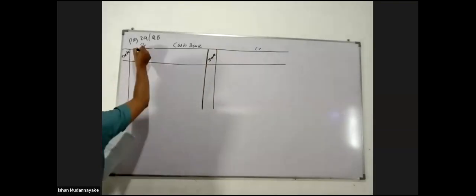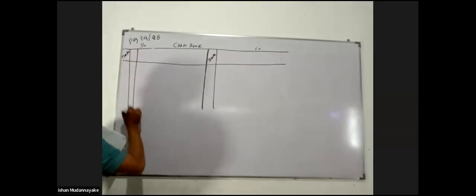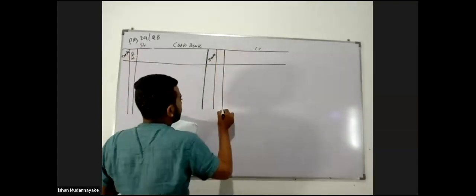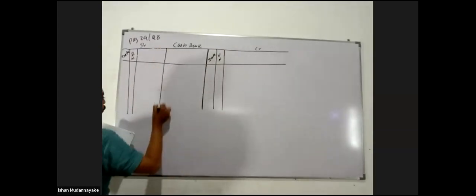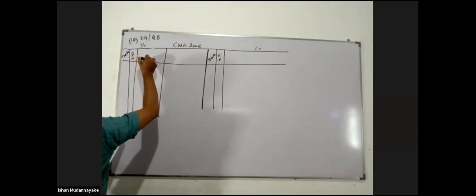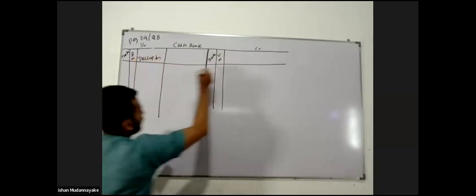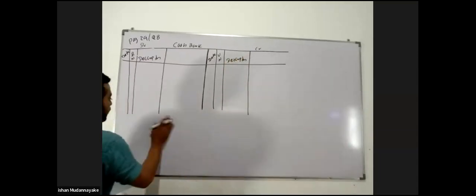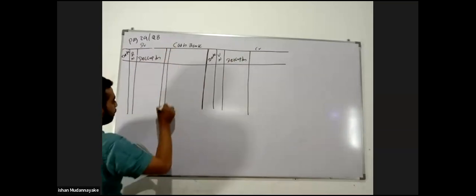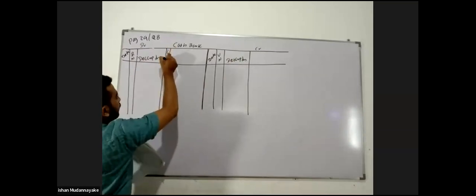Then the receipt number. You need to write down the receipt number here. And here the payment voucher number. Then the description on each side. And then LF, the page number of the opposite ledger account, LFOLP.